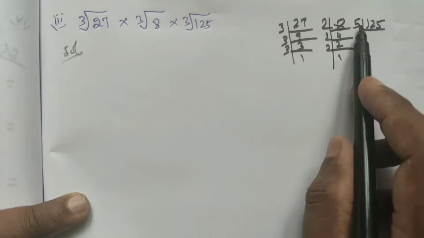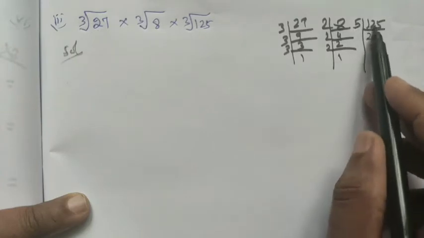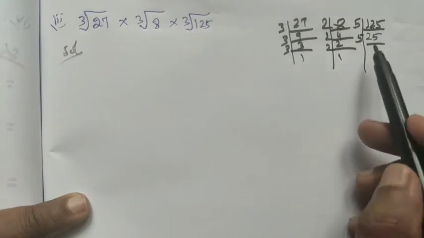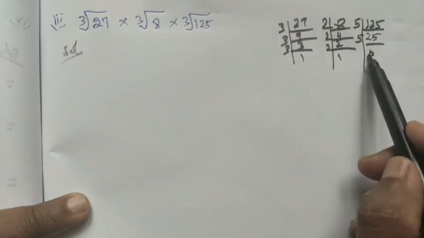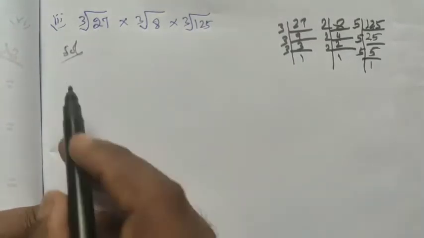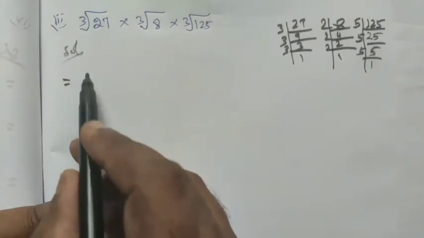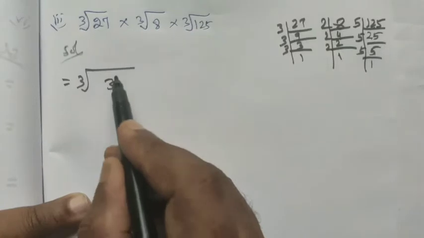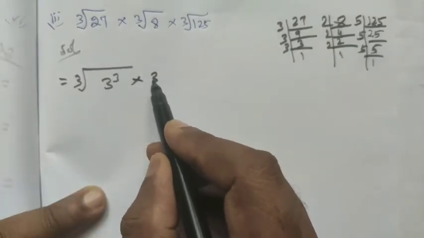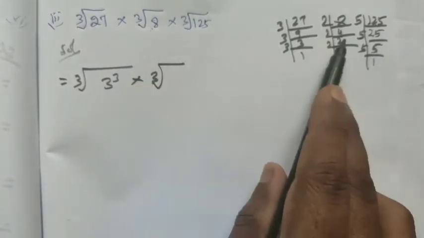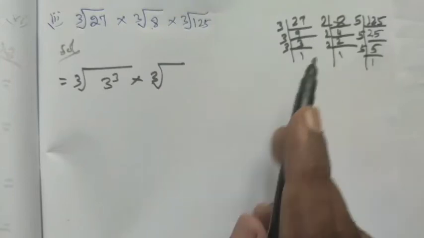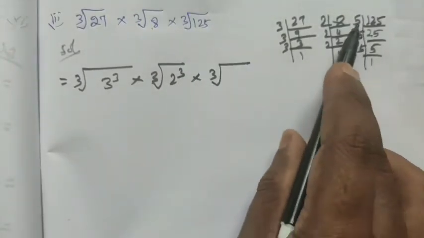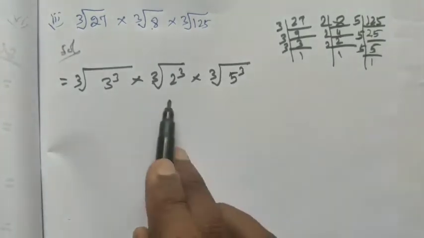The last number is 5. Divide by 5: 5 5s are 25. Again divide by 5: 5 5s are 25, 5 1s are 5. So cube root of 27 can be written as cube root of 3 into 3 into 3, that is 3 cube. Cube root of 8 can be written as 2 into 2 into 2, that is 2 cube. Cube root of 125 can be written as 5 cube.